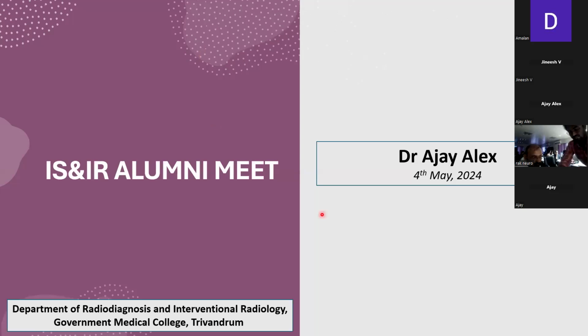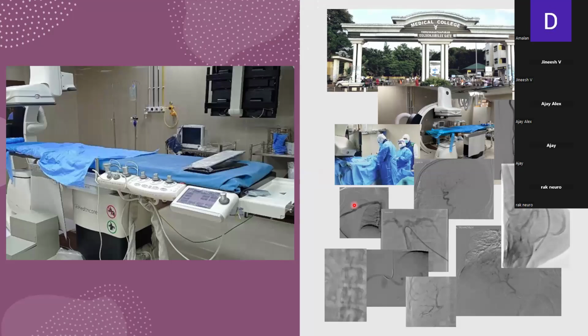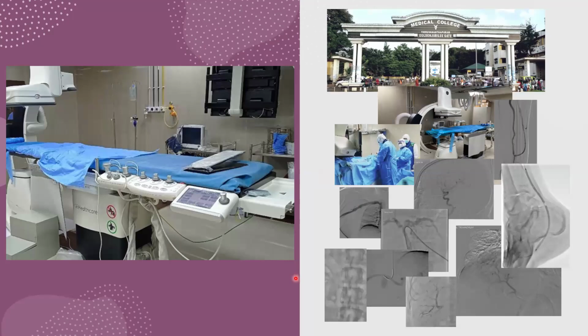Yeah. So before I start, at the outset, as Janish sir mentioned, I am presently working in the Government Medical College Trivandrum, right across the road. We've started the IR unit about 3 years ago, and are routinely doing cases, predominantly peripheral and neuro cases limited mainly to ECA, and the ones that do not in general require anesthesia.